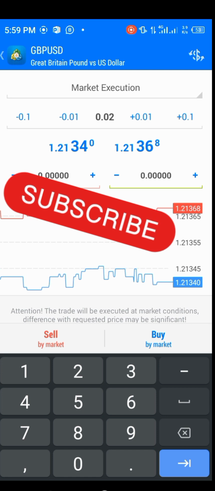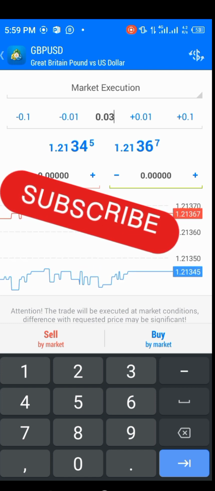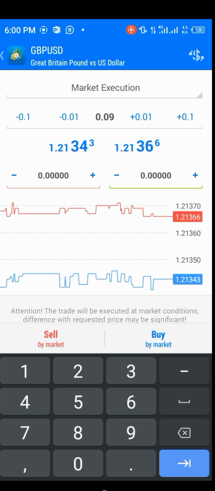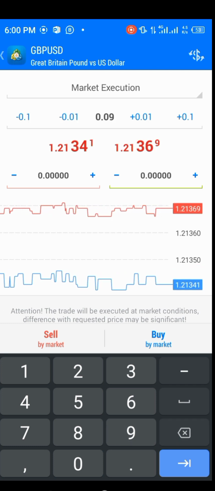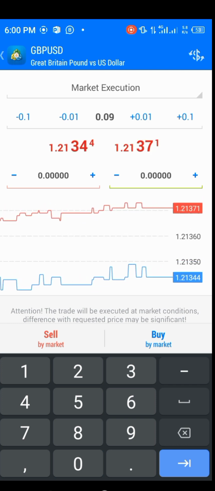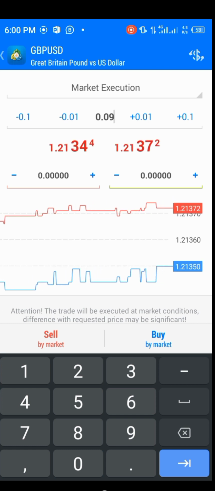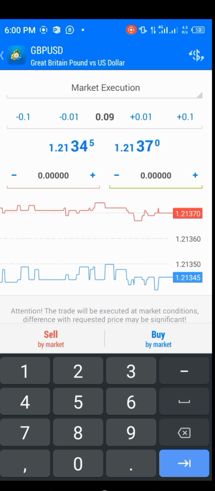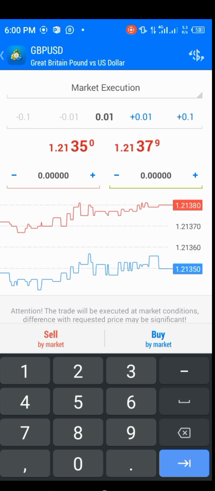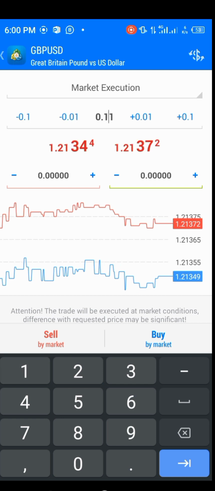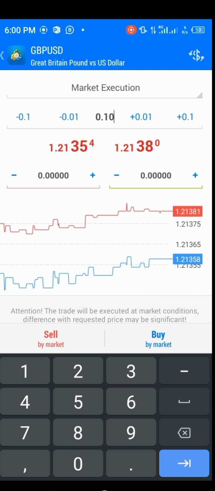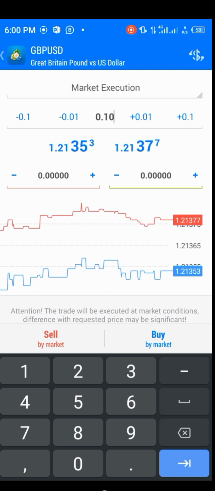You can do the analysis for the rest, and it goes the same way up to 0.09. Remember, I said a mini lot size is a lot size that ranges from 0.01 to 0.09. That's the case for the mini lot size. Let's take the case of a micro lot size. Remember, from the very beginning, I said a micro lot size is any lot size that ranges from 0.1 to 0.9. I hope you understand.